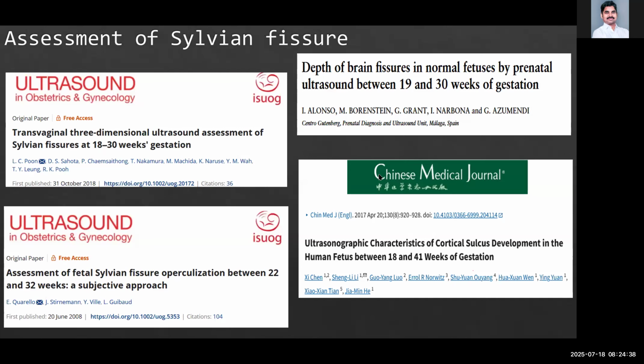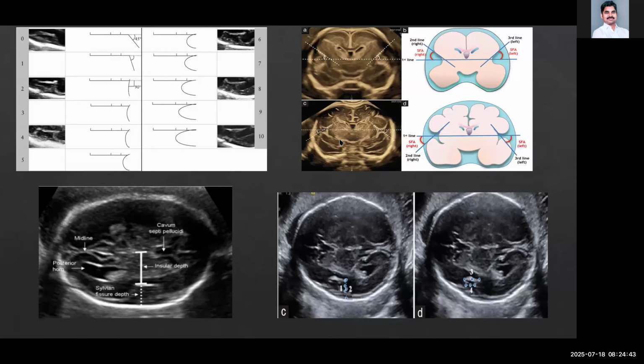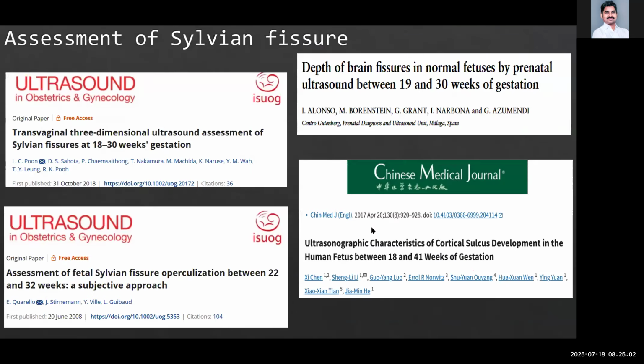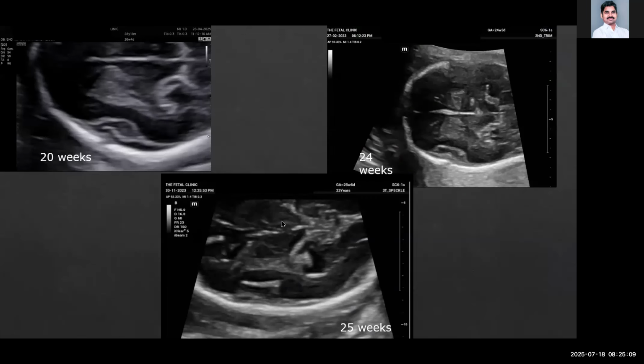Many studies have been done for the assessment of the Sylvian fissure. The assessment of Sylvian fissure is based on the Sylvian angles or the grade of operculization, and the depth of the Sylvian fissure from the interhemispheric fissure, and the height and depth of the Sylvian fissure. So many journals have been published for assessment of Sylvian fissure for early diagnosis of migrational cortical disorders. So this is a chronological.